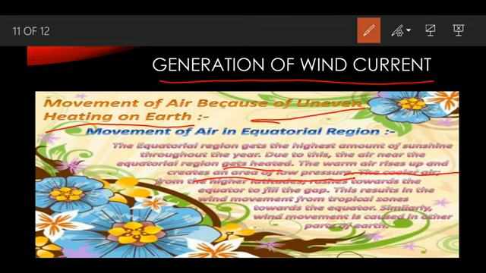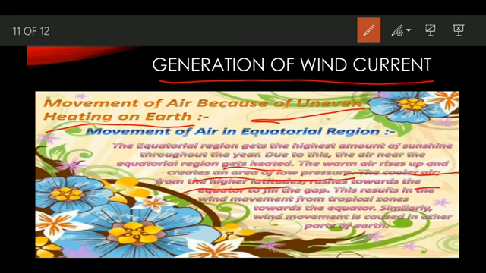The cooler air from the higher latitudes rushes toward the equator to fill this gap. Students, it is the same phenomenon as the sea breeze and land breeze that you have read in the last chapter. Because it is also the same.